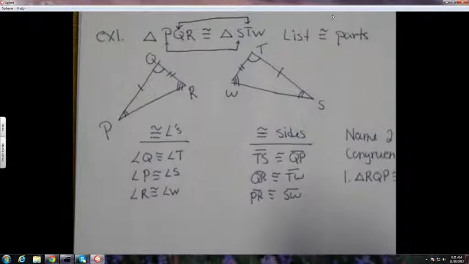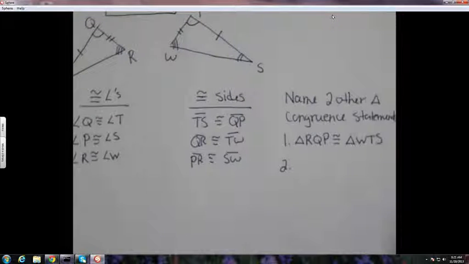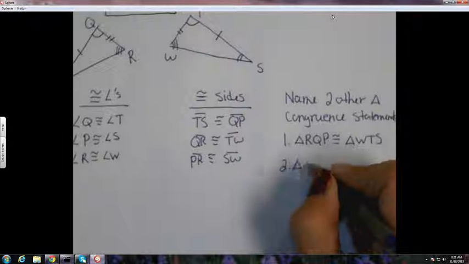I'm going to go one more. How about, let's go, yep. I'm going to go QRP. Triangle QRP.